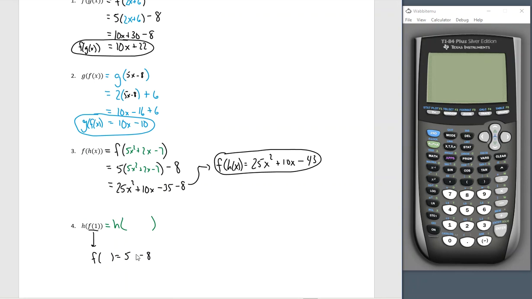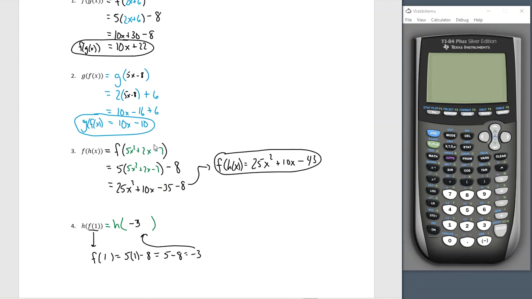Let's use this skeleton form. F of blank minus 8. In this case, that's f of 1. F of 1 is 5 times 1 minus 8. 5 times 1 is 5. Minus 8 is negative 3. So if I find f of 1 to be equal to negative 3, that's what I could put in this parenthesis, right? On number 3, f of h of x, I replaced h of x with its rule. Here I'm going to replace f of 1 with its value.